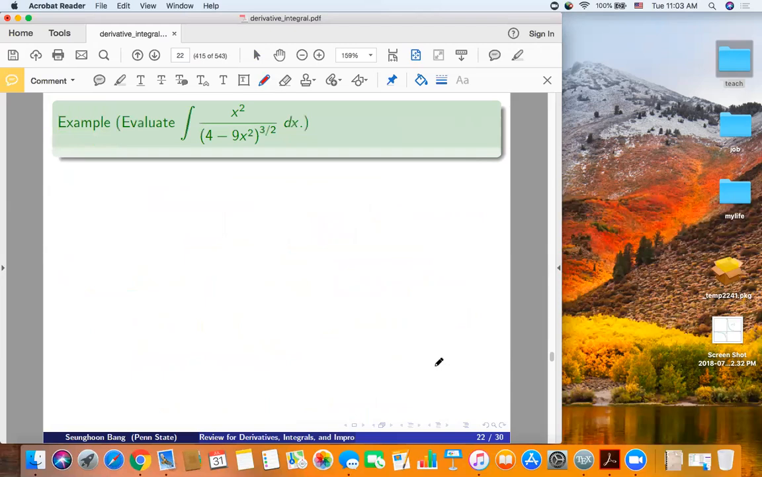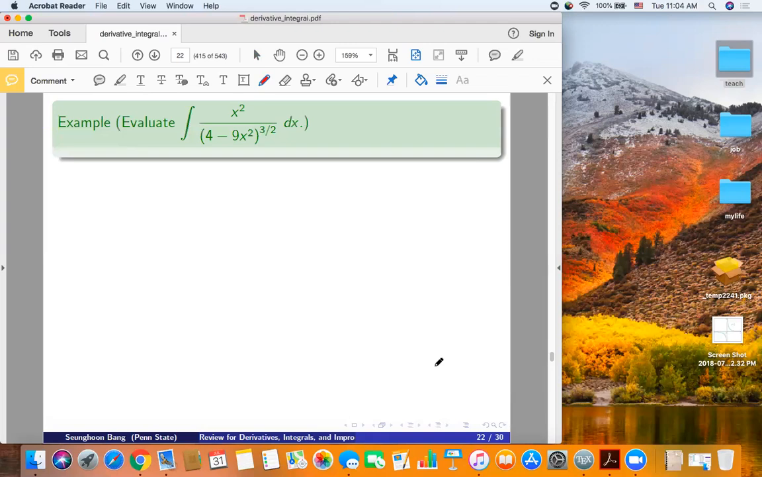Here, the integral of x squared over 4 minus 9x squared to the power 3 over 2 dx. Do you know how you can solve this problem? Which method is possible? The integration formula, u substitution, integration by parts, trigonometric substitution, partial fractions. Which method is possible for solving this problem? Do you have any idea?